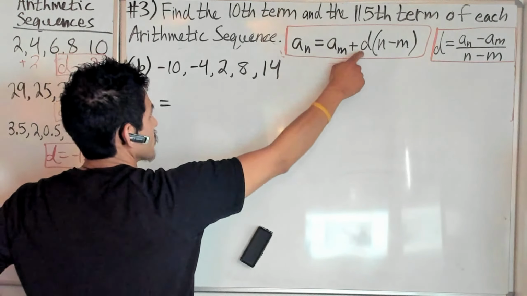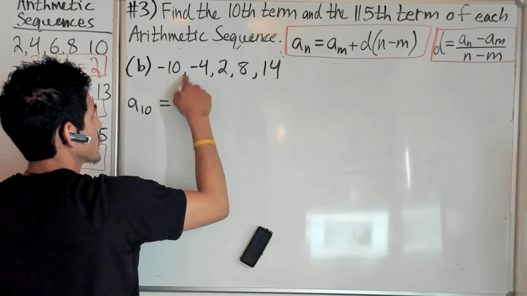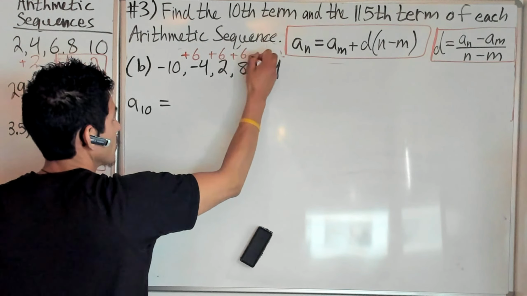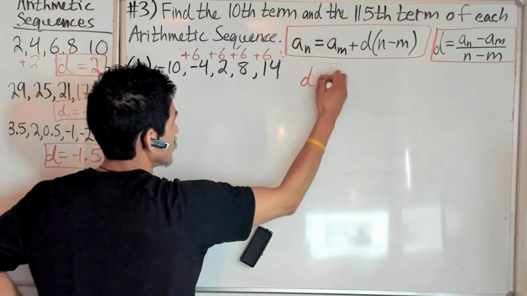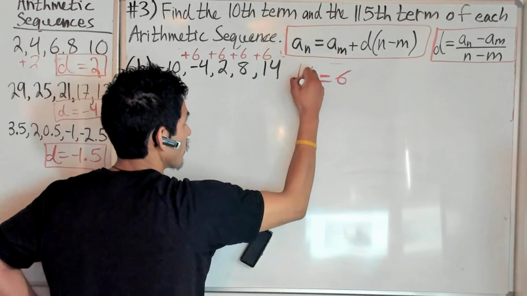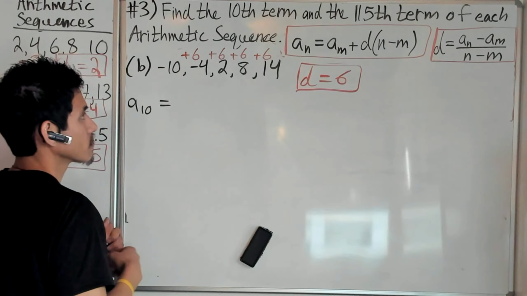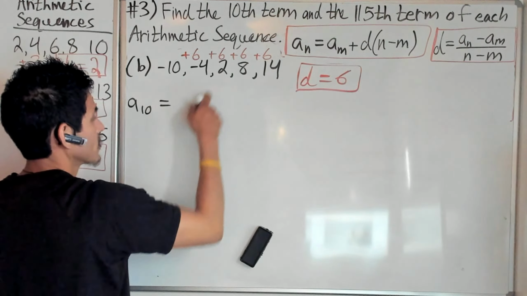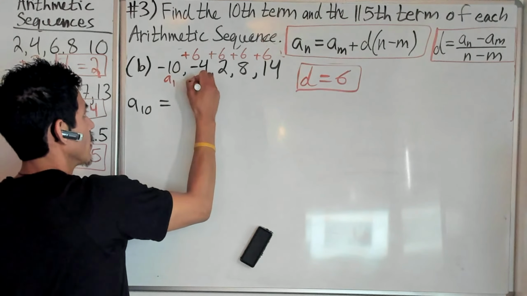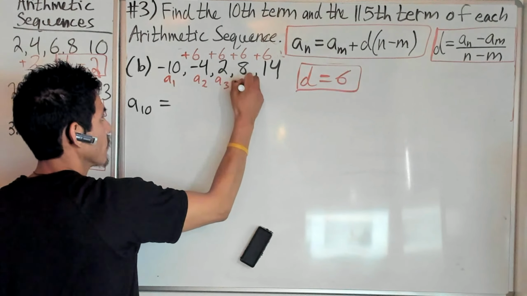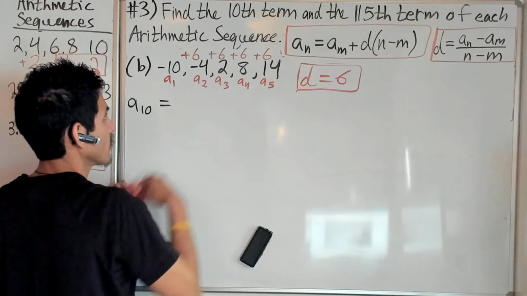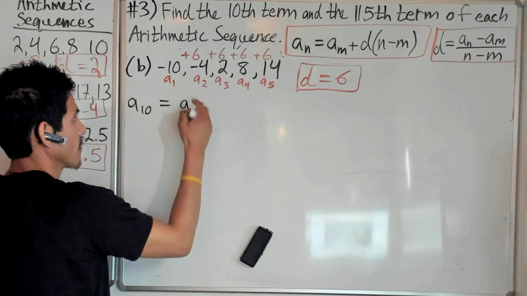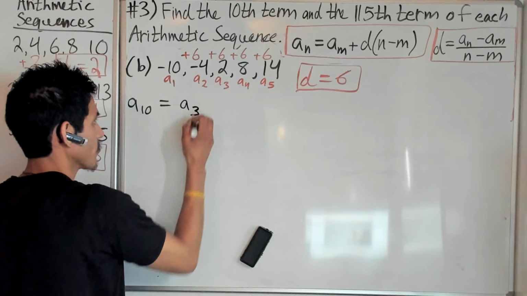So we need our common difference. This sequence is going up by 6 each time, so our common difference, D, is equal to 6. Remember, we have A1, A2, A3, A4, A5. Let's just pick A3, so we can use a different number other than A1.